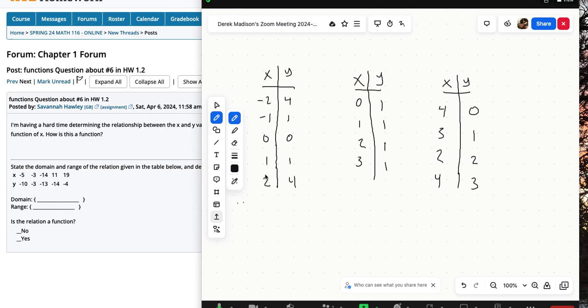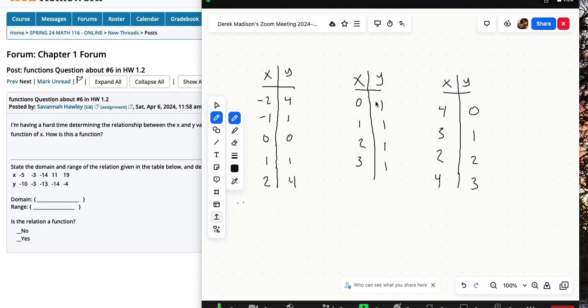So this first one is a function, and notice I do have some repeats here in the y's, which sometimes confuses people. But when x is -2, the only thing y is 4. Likewise, when x is 2, the only answer to that is y is 4. So for this one, there's no repeats in x. There's repeats in y, but that's okay because for each input, there's just one output. When it's -1, it's only 1. When it's 0, it's only 0.